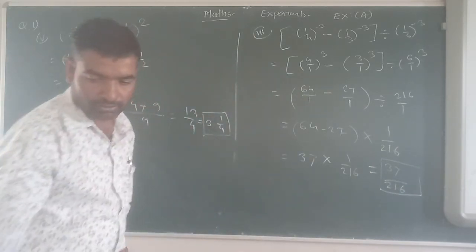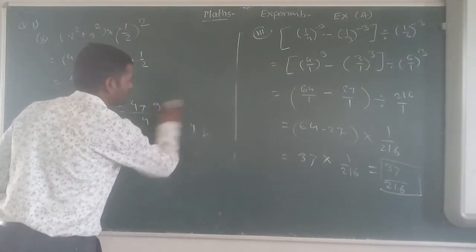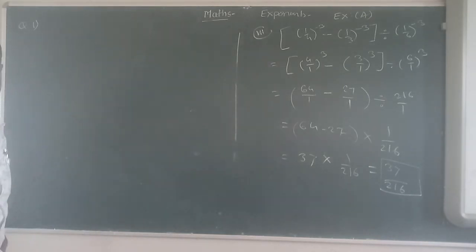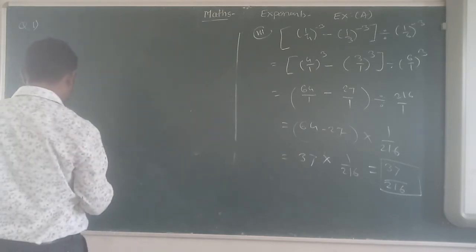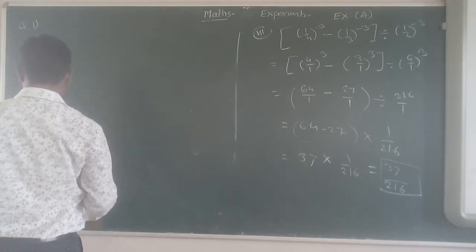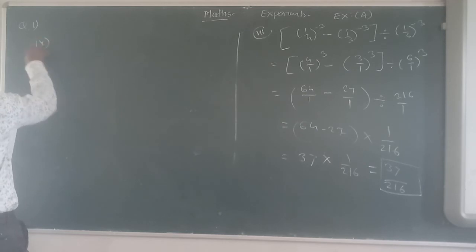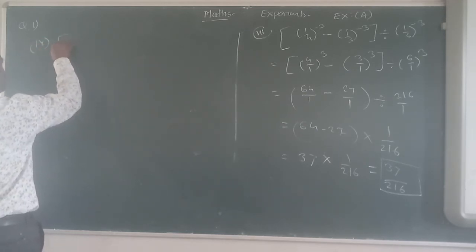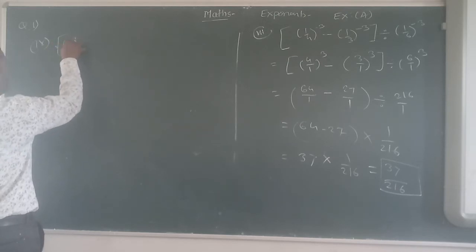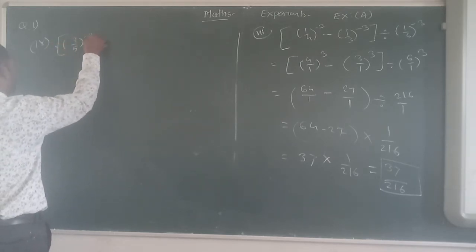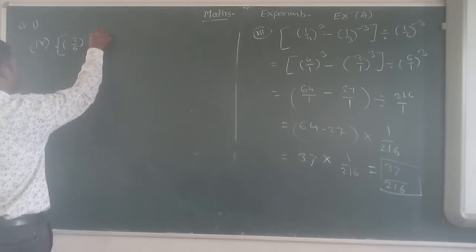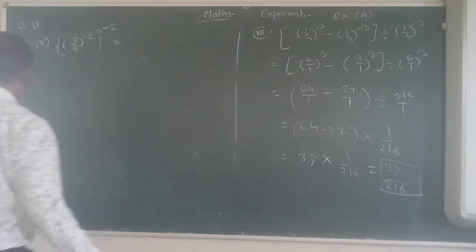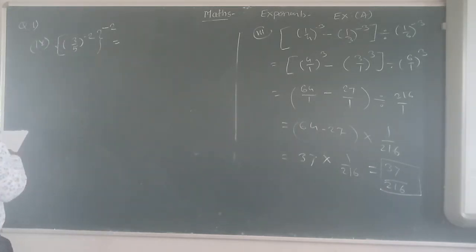After that we will take the question number 9. In first one we take the question 9. What is given in question number 9? You see. Question 9. Curly bracket 3 upon 5 bracket raised to minus 2, curly bracket complete, raised to minus 2. So here we can solve it. How to solve?